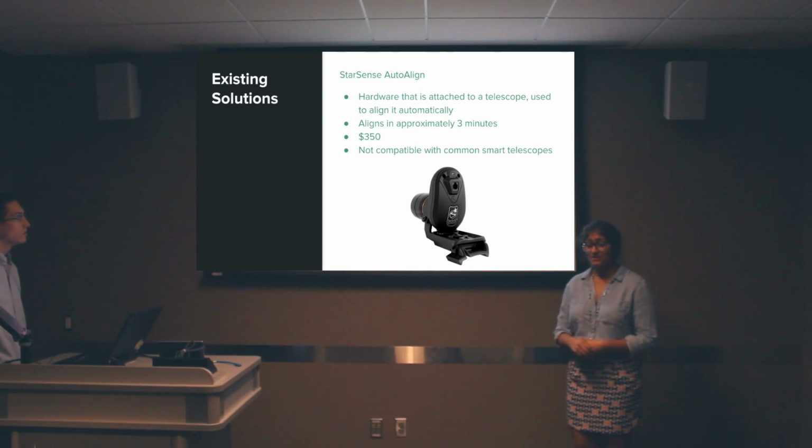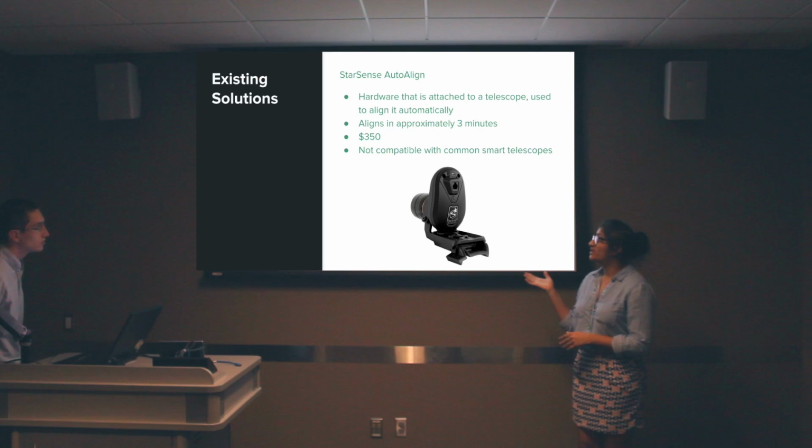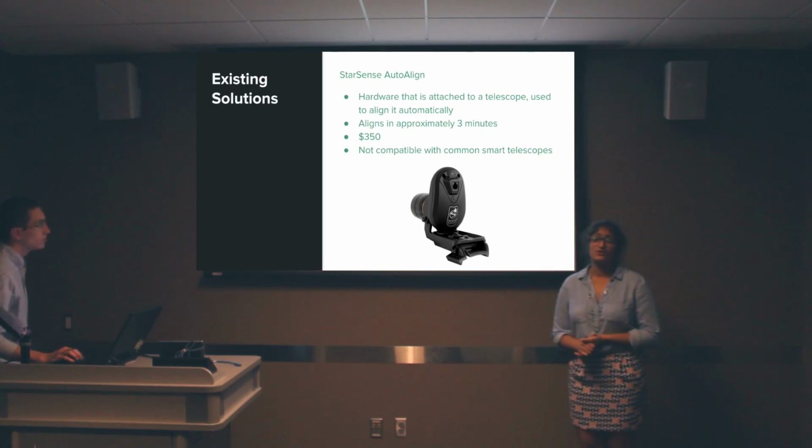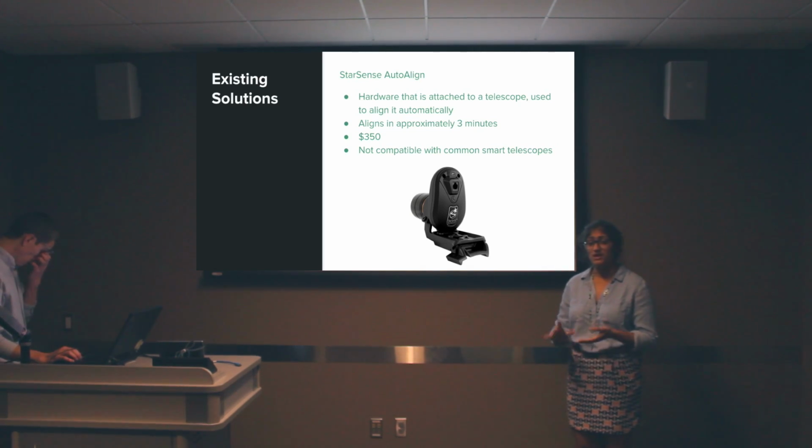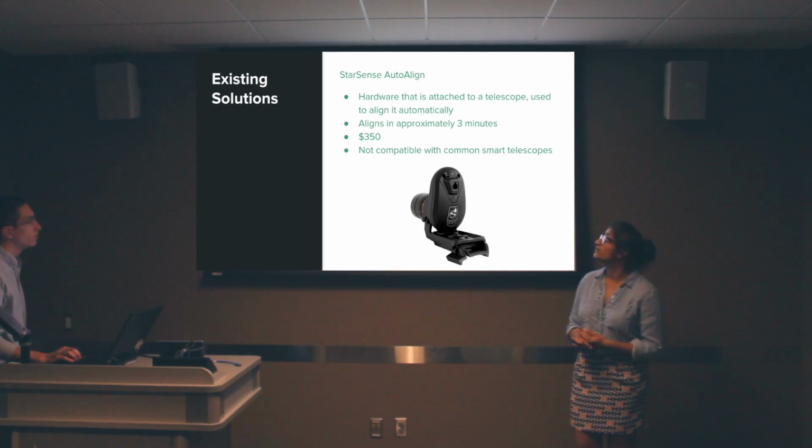They range from about $1,000 to $2,000, and even still, that amount of money is not a drop in the bucket. So we are hoping with our project to create an open source, hardware independent software that allows you to align your telescope.